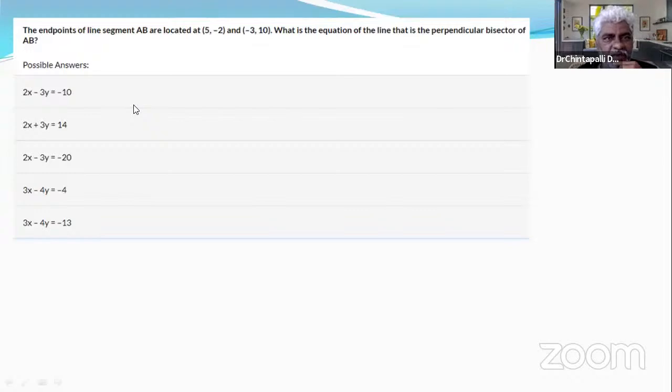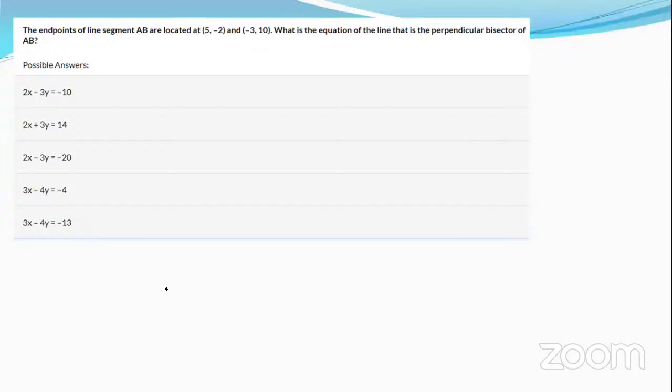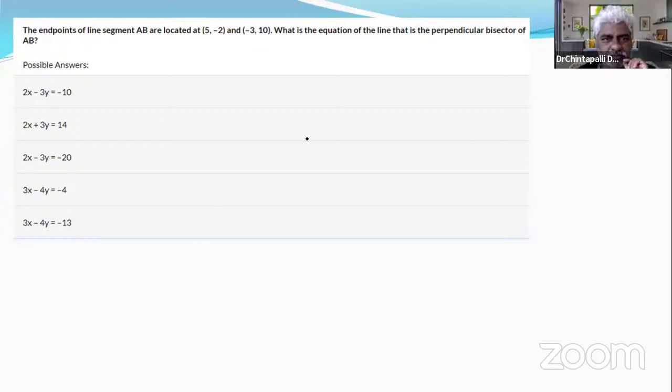The endpoints of line segment AB are located at... What's the location of the line? That is perpendicular, yes, perpendicular bisector. That means the perpendicular bisector has two properties. One property is passing through the midpoint, and it should be perpendicular to the given line.